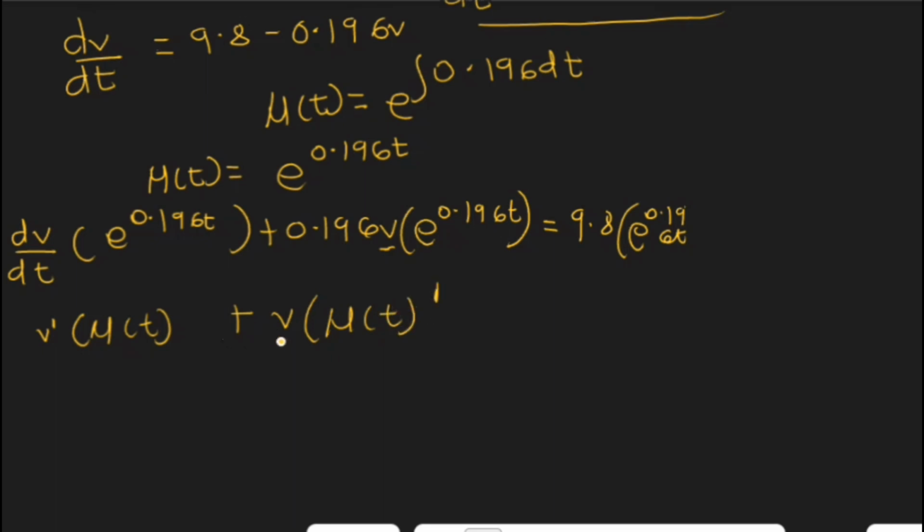So from here you can see that it is the product rule of what? The integrating factor as well as what? Our v. So it's actually v multiplying mu of t, all to the power what? Prime.